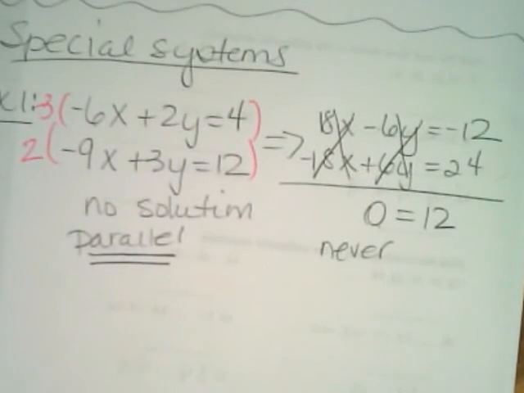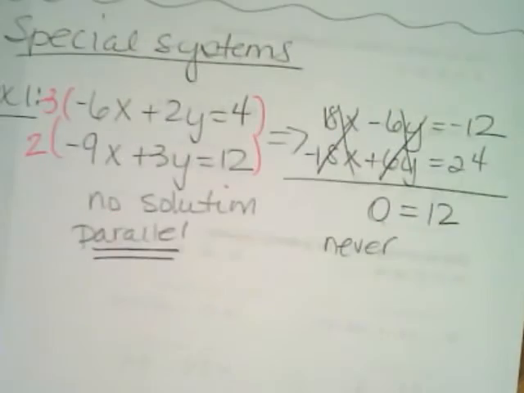Which means, as you know, if they're parallel, when you write these in slope-intercept form, they will have the same slope. So that's what a no-solution system of equations looks like when you solve it.